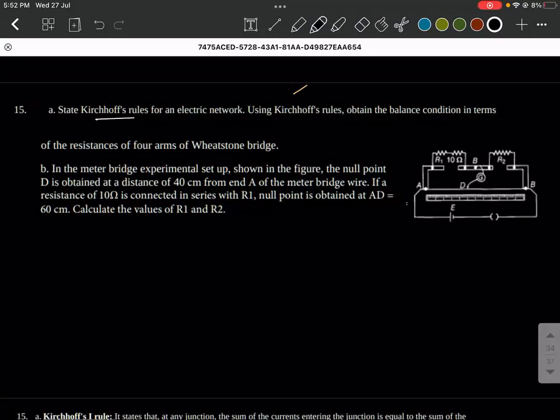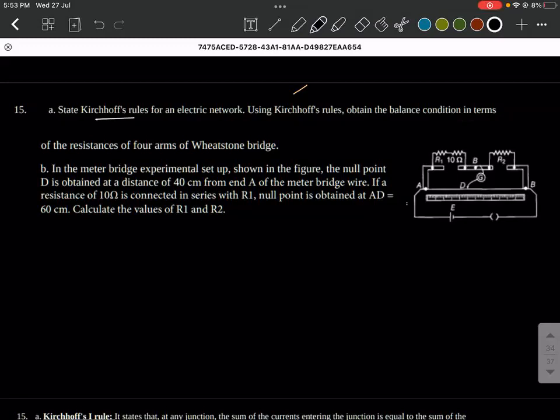Okay. Second is, in a meter bridge experimental setup shown in the figure, the null point D is obtained at a distance 40 centimeters from the end A of the meter bridge wire. If a resistance of 10 ohm is connected in series with R1, the null point is obtained at AD equal to 60 centimeter. Calculate the value of R1 and R2. So first part, you're able to obtain the null point at capital D, at a distance of 40 centimeters from the end A. Now, if you take a resistor of 10 ohm and connect it in series with R1, the null point is obtained at AD equal to 60 centimeter.